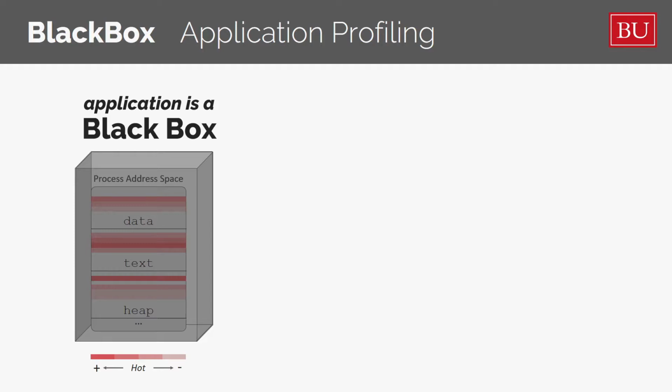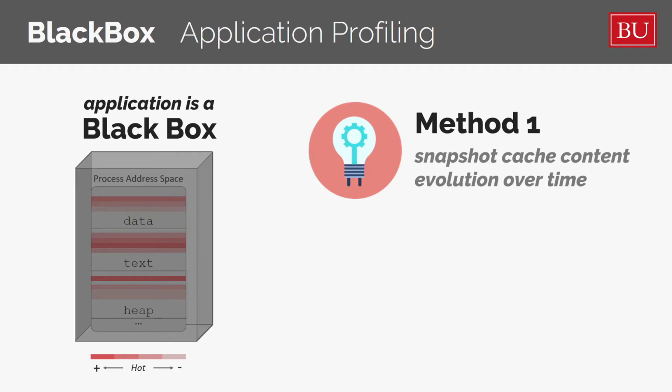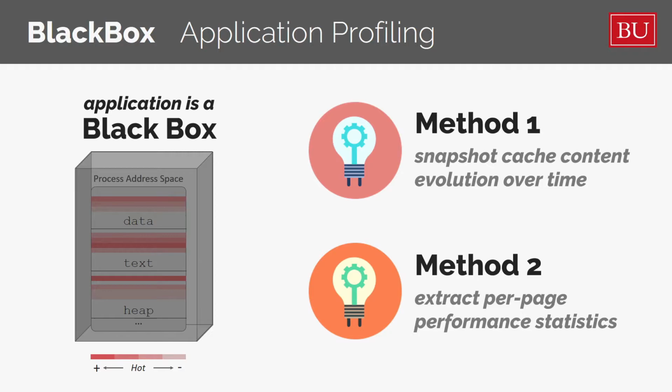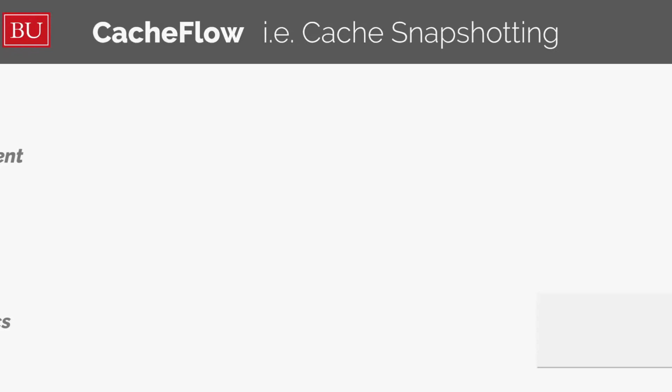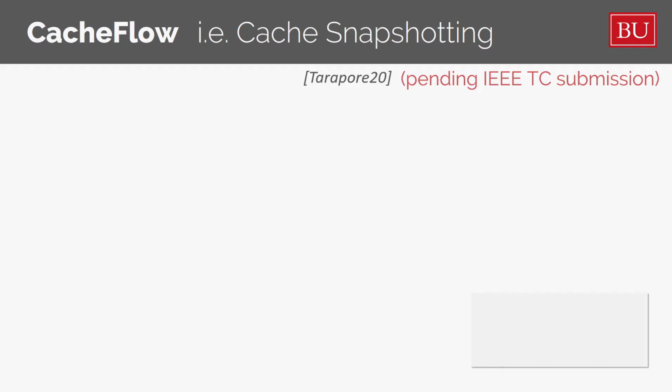And so in our lab, what we have been devising is methods to try to perform profiling from just the binary of the application. And so we have devised two main methods that we're going to go into the details of a little bit. The first method being the ability to snapshot the content of the cache live on the system. And the second method being the ability to extract per page statistics on these memory resources used by the application. So method one is essentially a quite interesting mechanism that is currently under submission at IEEE Transactions on Computers. And it works like this.